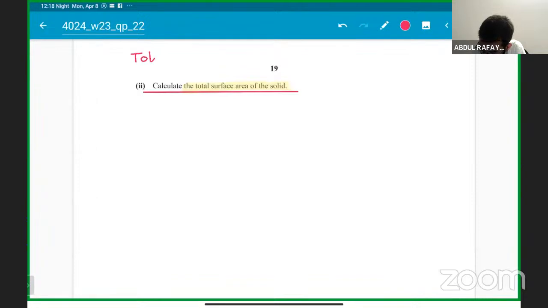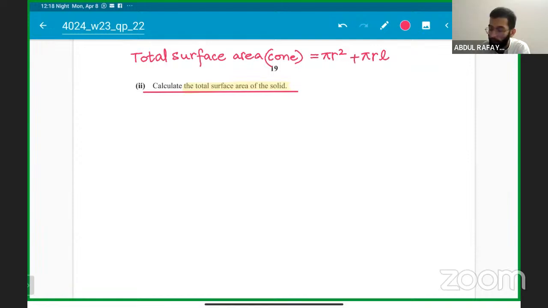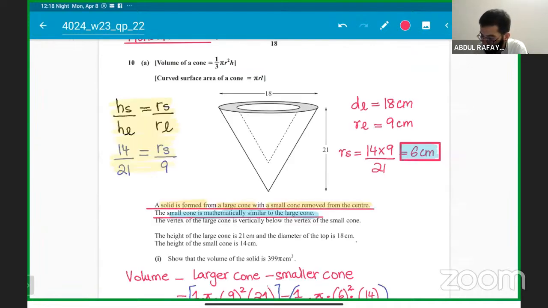So let's follow here that the total surface area of the cone is pi r square, which is the circle, plus pi r l. Okay, so pi r square plus pi r l is what is required. Because the shape is like this, we'll have to take the pi r l as well.